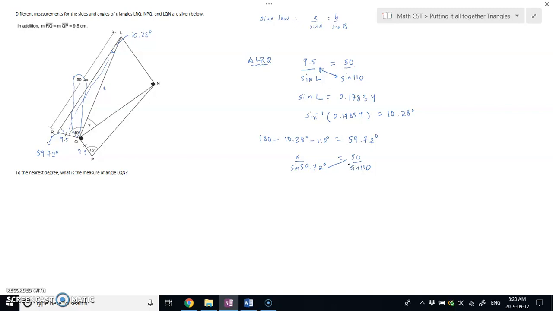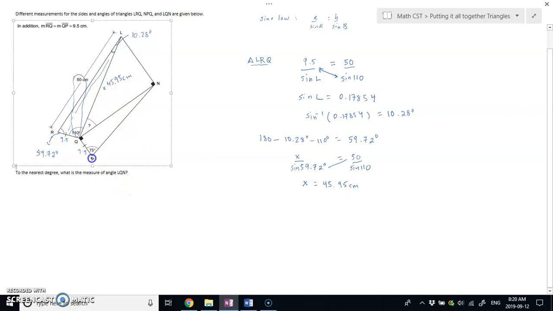And when we're solving for a side, we don't have to worry. Our final answer is our answer. And in this case, it's 45.95 centimeters. So that's here. So now we have the hypotenuse.